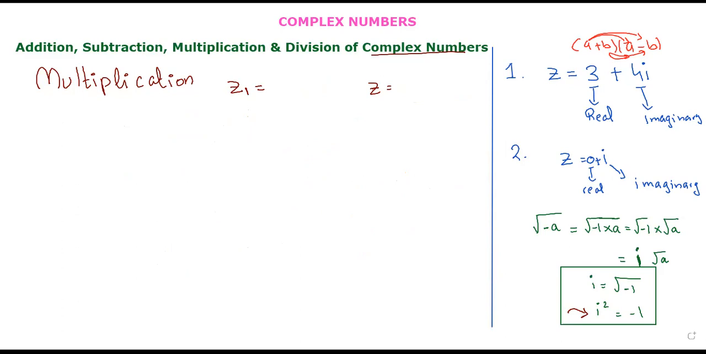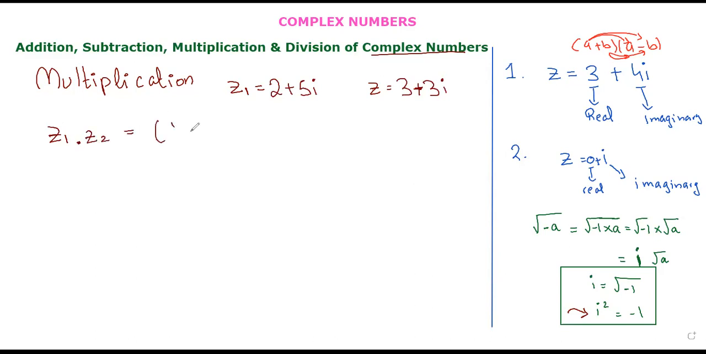Okay, so let's say I have z1 equals 2 plus 5 iota and z2 equals 3 plus, let's say, 3 iota. Okay, and now we are multiplying z1 and z2.